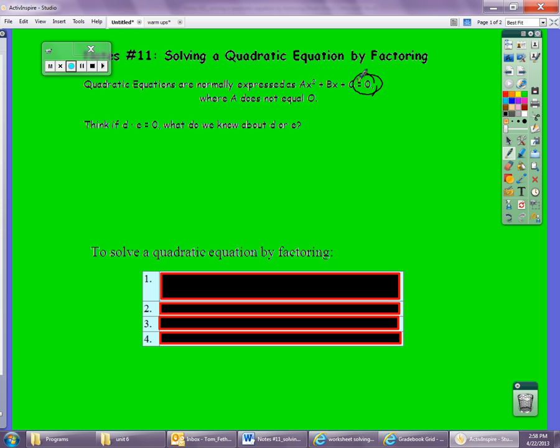And this a cannot equal 0, because if that a value is equal to 0, then we don't have a quadratic, because it would just cross out that whole value. So that's why a cannot equal 0.